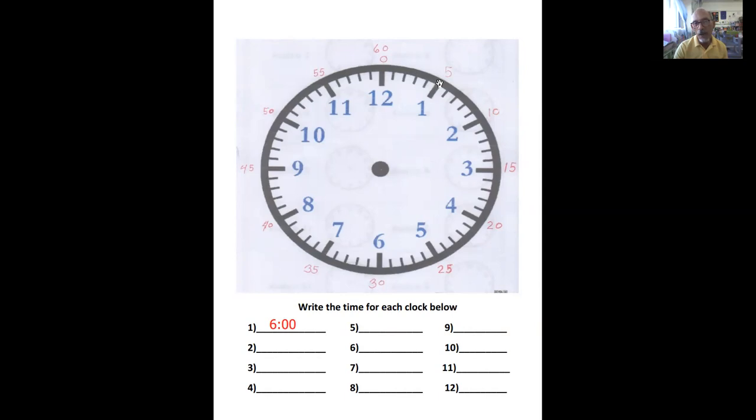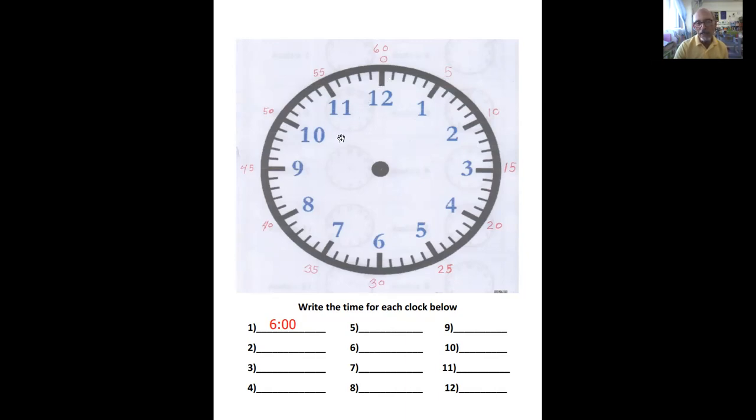Now, if you can count by fives, 5, 10, 15, 20, 25, 30, 35, 40, 45, 50, 55, 60. Okay, that's 1 hour.